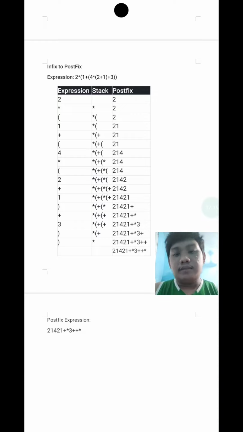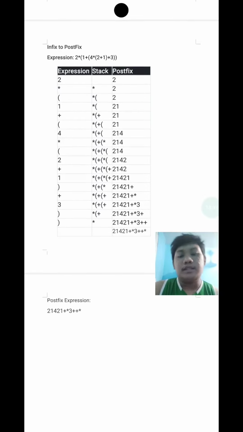Next is the asterisk or the times symbol. Since it is an operator, it will be pushed to our stack. So our stack becomes times, parenthesis, plus, parenthesis, times, and our output is 2, 1 and 4. Next is the operand 2. Since it is an operand, it will be added to our output. Our output becomes 2, 1, 4 and 2, and our stack is the same.